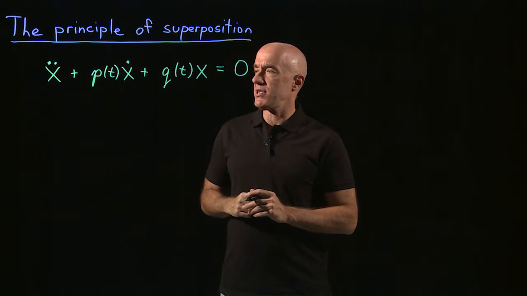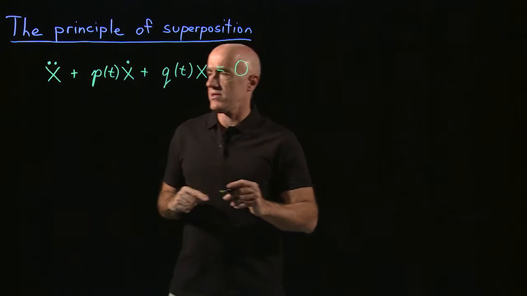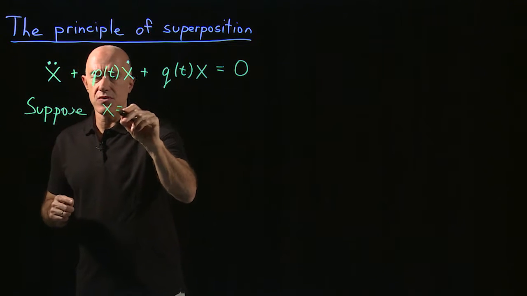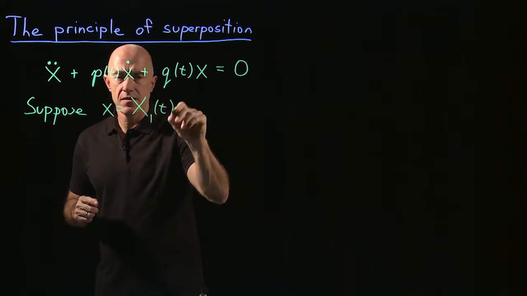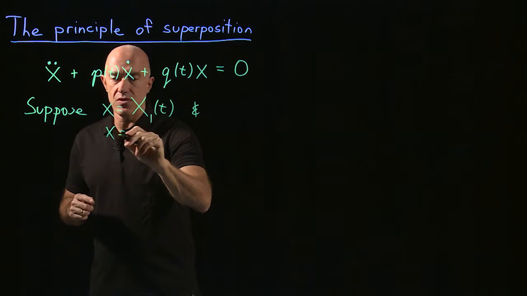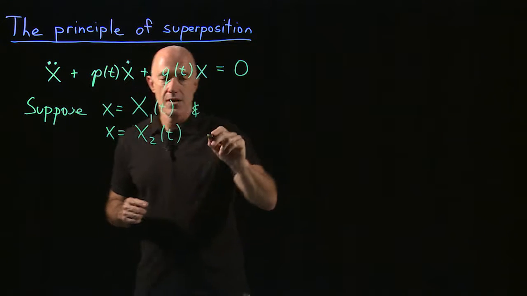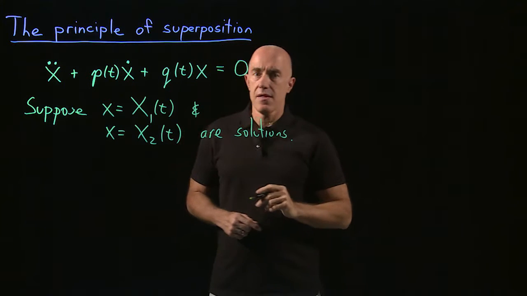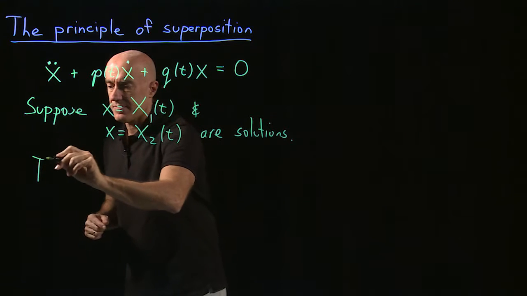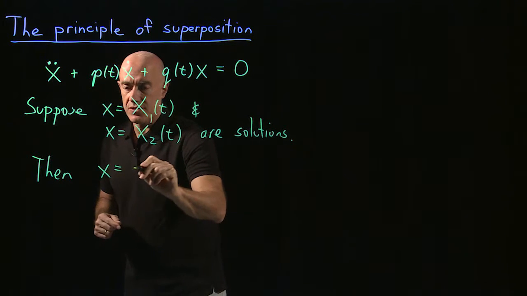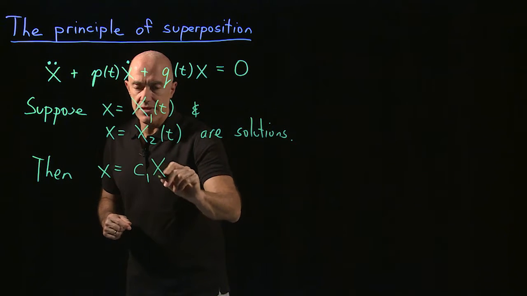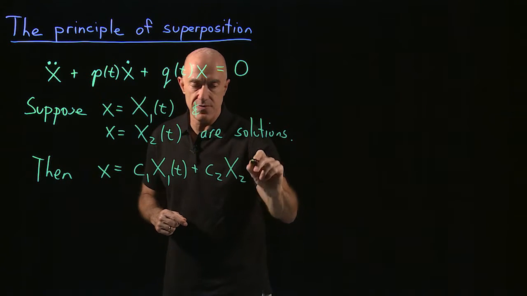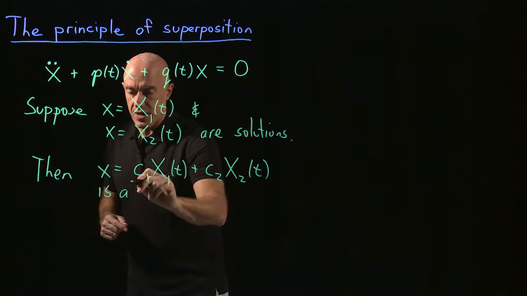The principle of superposition states that if we have two solutions, so suppose x equals capital X1 of t and x equals capital X2 of t are solutions. Then the principle of superposition says that x equals a constant, c1, times x1 of t, plus another constant, c2, times x2 of t, is also a solution.